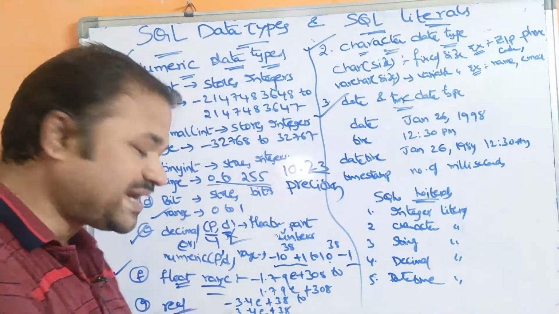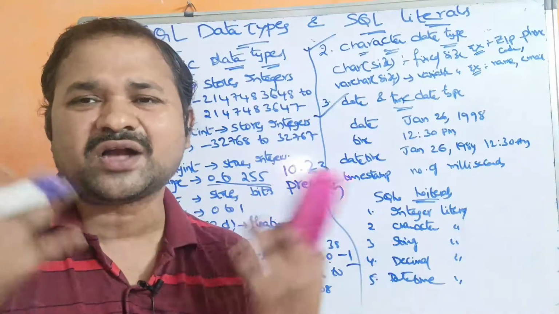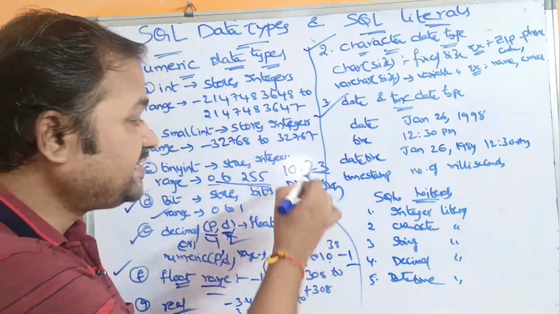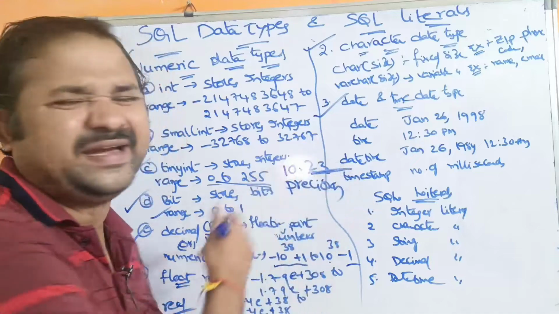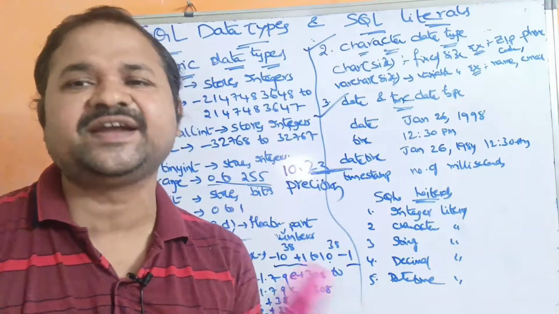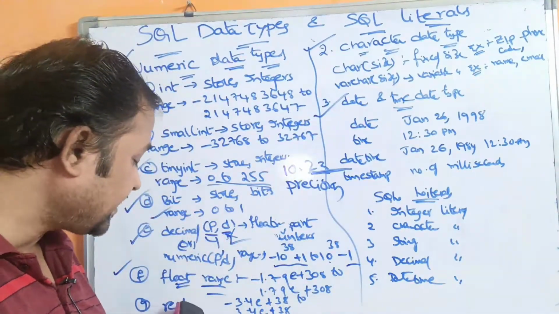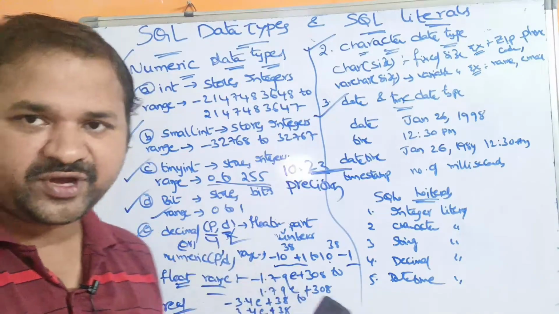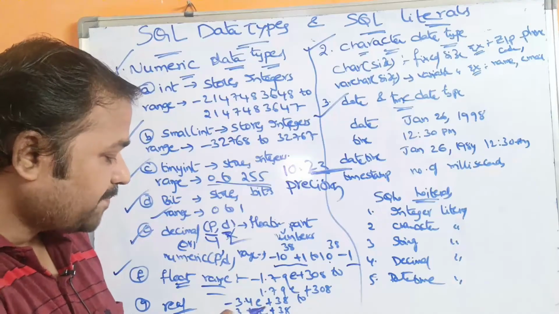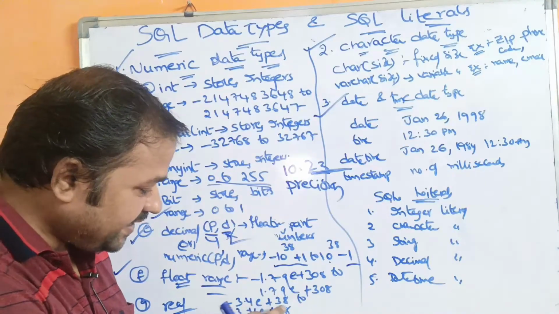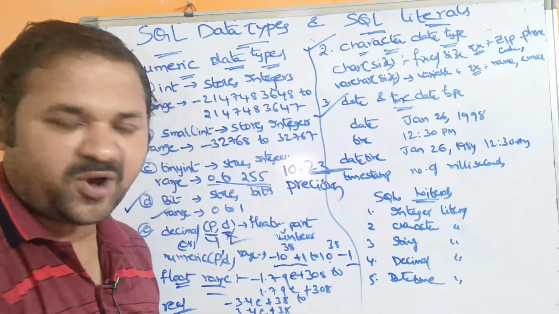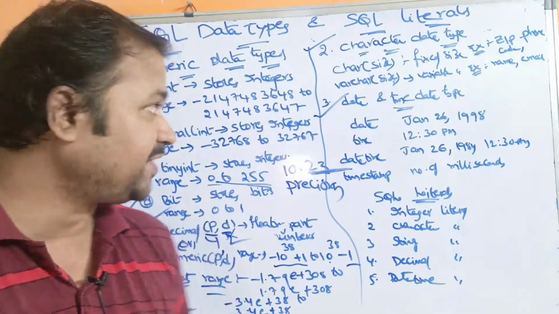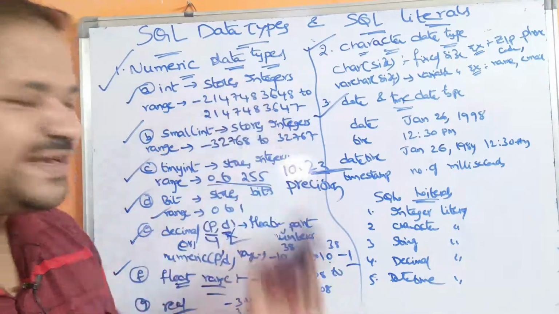And the last one is real. If you want to store a large floating point number, and after the dot we have too many digits, like 10 digits or 20 digits, then we can go for real. The capacity of real is double that of float. And here the range is -3.4 e plus 38 to 3.4 e plus 38. So this is about numeric data types.